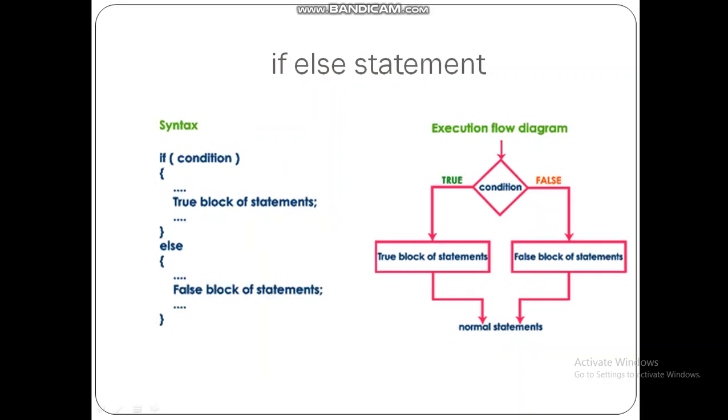Second statement is if else statement. So this is the syntax. I will write if, within brackets the condition. If it is true, this block of statements will be executed, and if the condition is false, we will go to the else part, and then we will execute these statements. And mind it, the condition we write here only. In the else part we are not going to write any condition, and there is no semicolon after if and else.